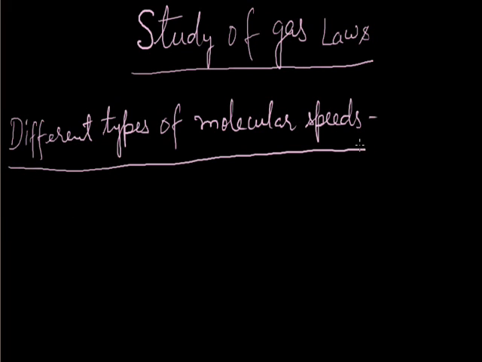The molecules of a gas move very fast, but their speed constantly changes due to collisions. For a quantitative description of the behavior of gases, three different types of molecular speeds are described for the gas molecules. These three speeds are most probable speed, average speed, and root mean square speed. We'll discuss them one by one.